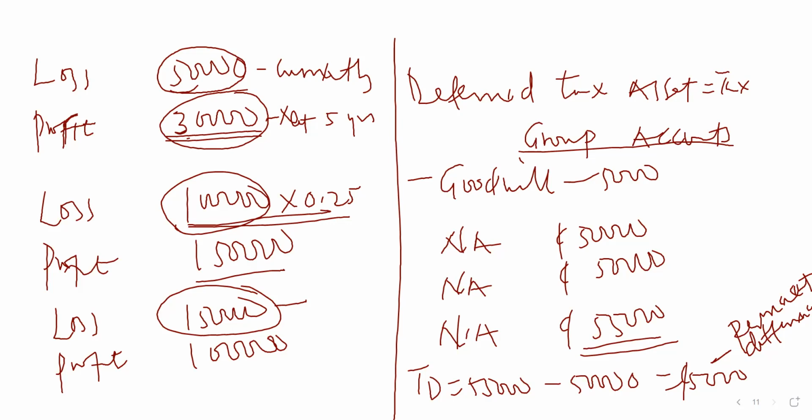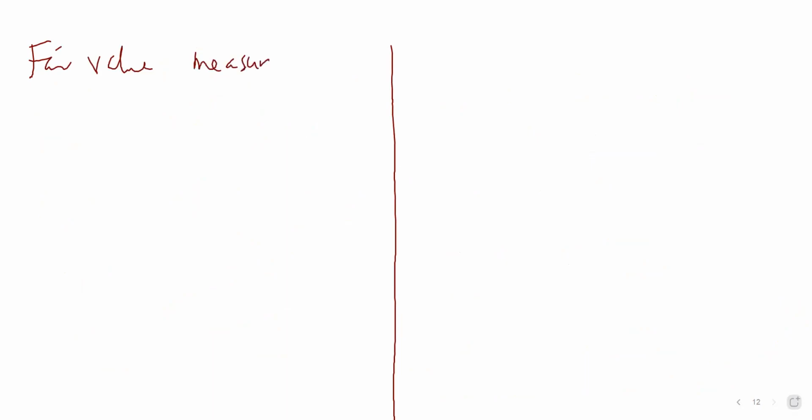The next one is the fair value measurement of the subsidiary assets. The standard says that at the date of acquisition, all the liabilities and assets of the company must be fair valued. So if there is a fair value measurement, there are two things involved. Either the value of the assets will increase or the value of the asset will reduce.